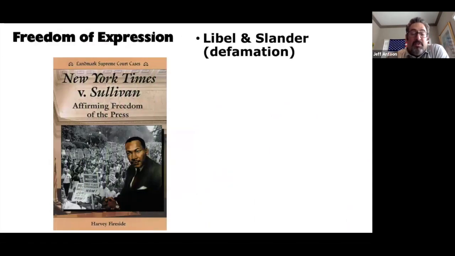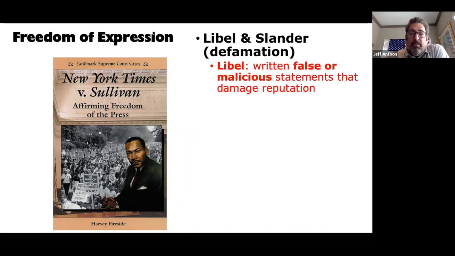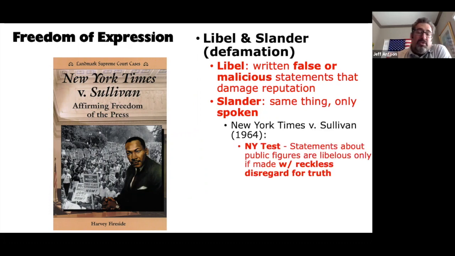So what else? There's a term called libel and slander. You'll need to know the differences. They're very similar. Libel is written false or malicious statements that could damage reputations, and slander is the same thing, false and malicious statements spoken. So again, you have to think about that. In New York Times versus Sullivan, you could see here on the left, it's about MLK. Public figures have a higher level of protection here because they have a reputation, and I'll show you some examples in a second. If you disregard the truth completely, then you're not going to be protected.